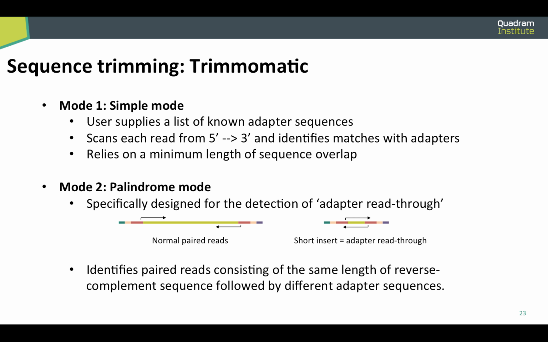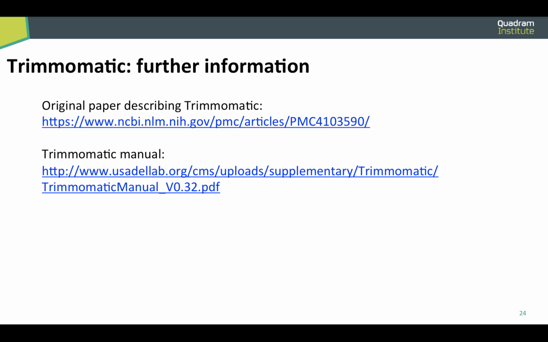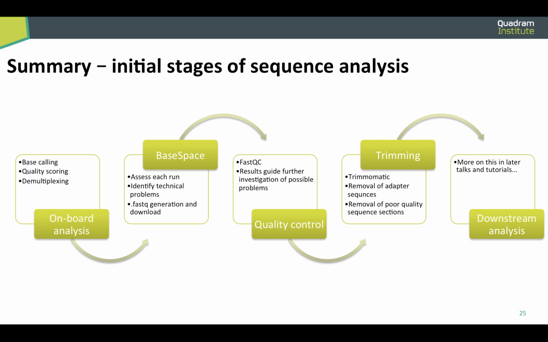So for example, if you have a very short insert length, you might find that the sequencing runs all the way through the data you're interested in and goes into the adapter sequence at the other end. So if you run it in what's called palindrome mode, the program will identify where this happens and trim off the adapter sequence for you. So I'll show you these slides later and you can have a look at the further information. I won't introduce it now.